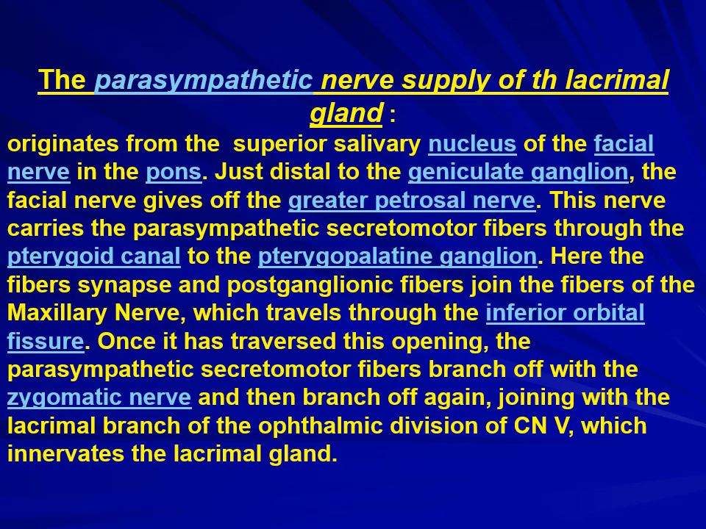Here, the fibers synapse, and the postganglionic fibers join the fibers of the maxillary nerve, which travels through the inferior orbital fissure. Once it traverses this opening, the parasympathetic secretory motor fibers branch off with the zygomatic nerve and then branch off again, joining the lacrimal branch of the ophthalmic division of the trigeminal, which innervates the lacrimal gland. So this is the parasympathetic supply of the lacrimal gland.